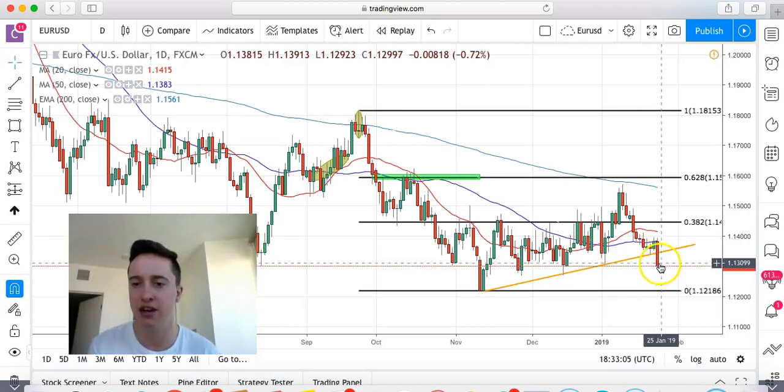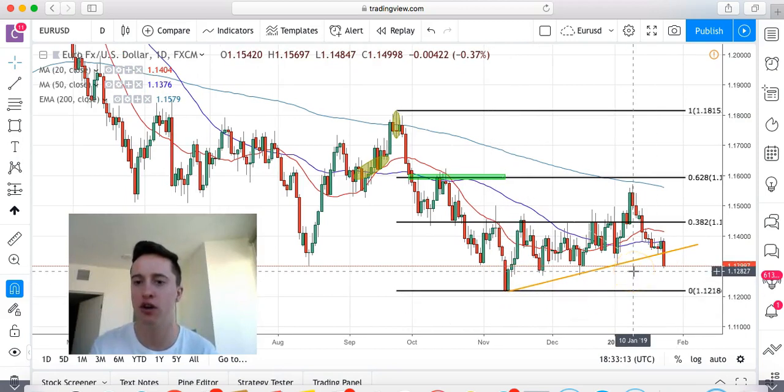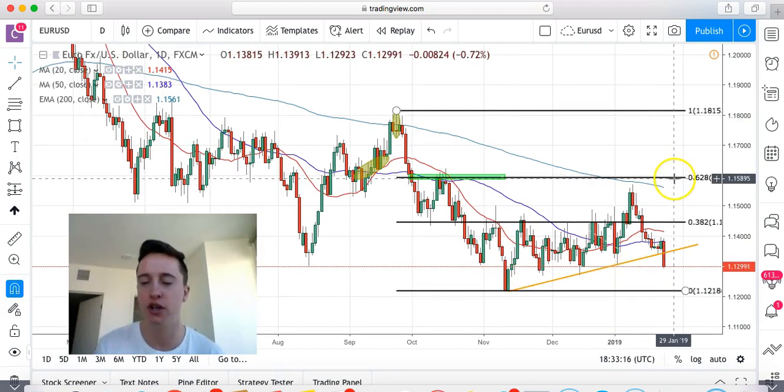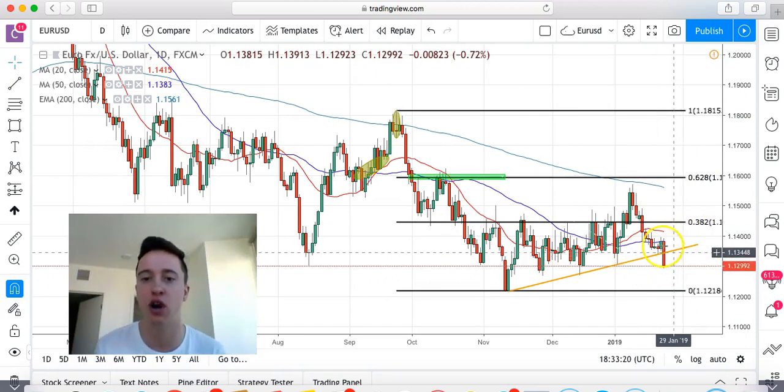So if this candle actually closes right here, we could see a sell, and our next zone of support that we're going to break is right here. So that's why it's very important to use this tool, the Fibonacci retracement, because it will help you identify the zones for your stop loss and your take profits.